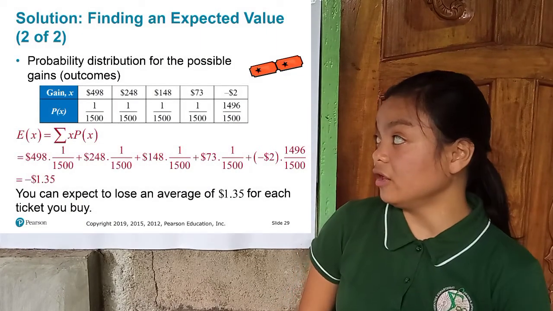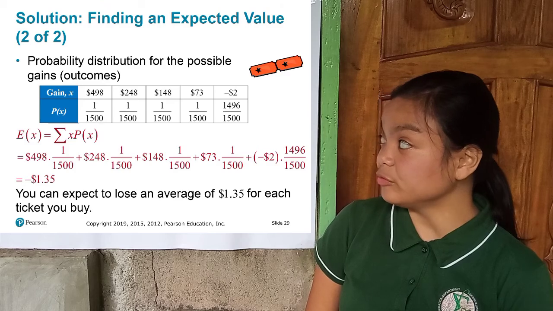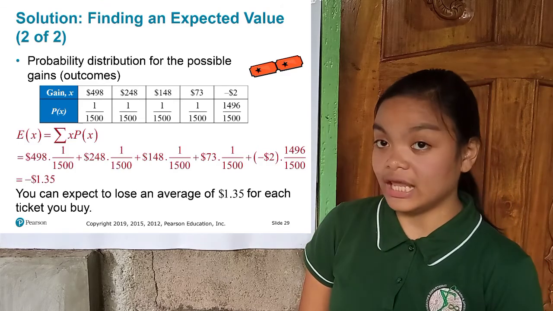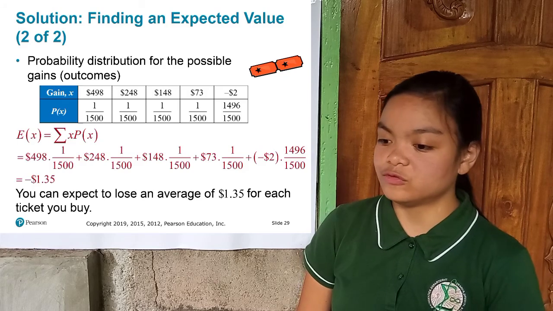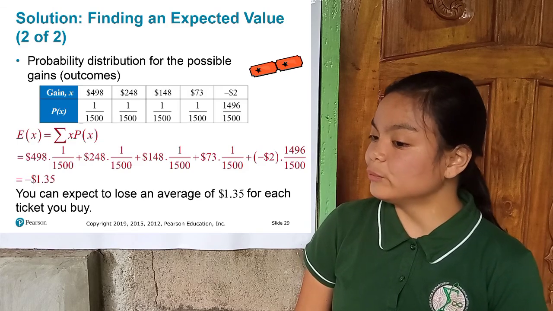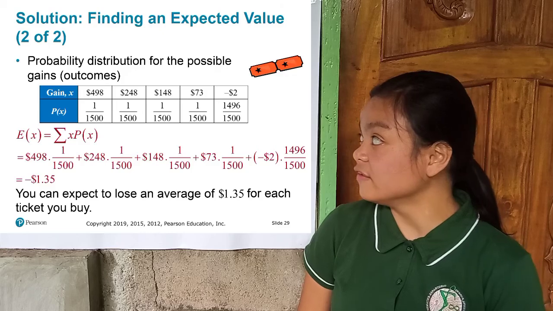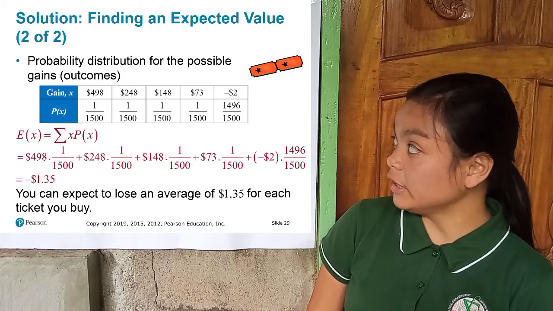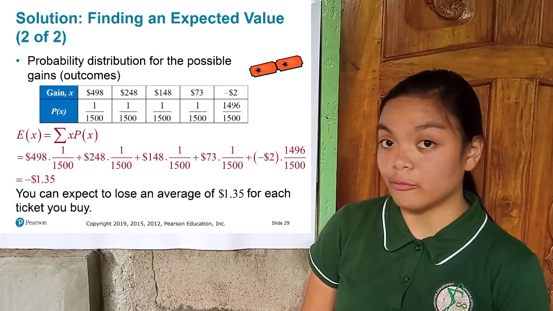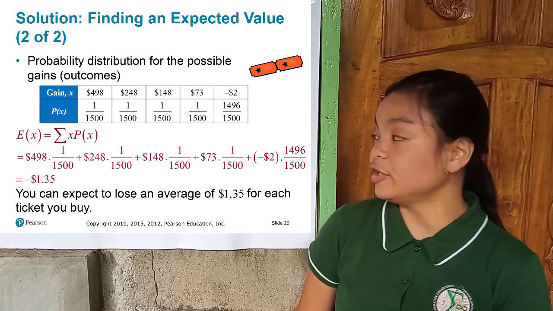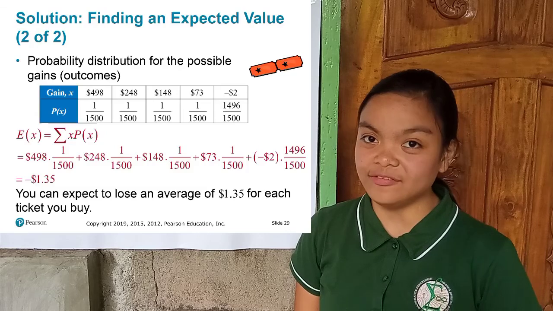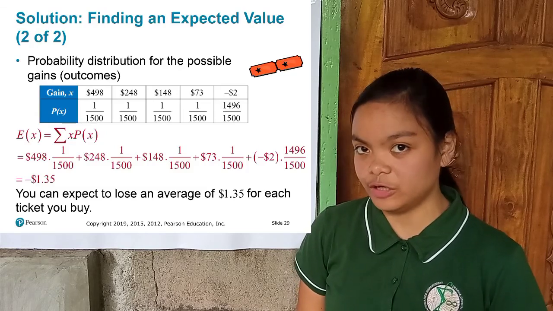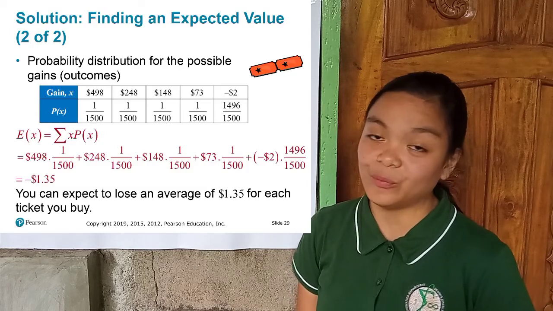Next, shown here is the discrete probability distribution for each gain or outcome. Now you should find the mean. So simply multiply each value of x by its corresponding probability and find the sum of all these products. That would equal negative 1.35. This means that you should expect to lose an average of $1.35 each time you buy a ticket.